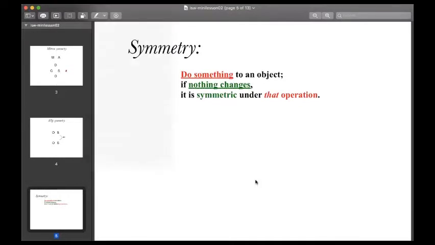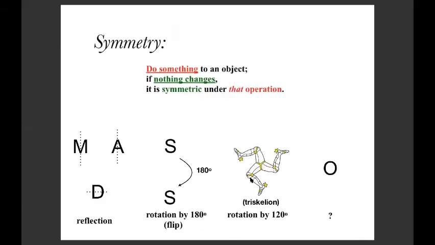Okay. So to illustrate with the examples we just saw, the letters M, A, and D are symmetric under the operation of reflection. The letter S is symmetric under a flip or rotation by 180 degrees. This weird object called a triskelion is also symmetric, but not under a mirror image or anything. It's symmetric under a rotation by 120 degrees. Now, can you guess what the letter O is symmetric under? All of them? Yeah, all of them. In particular, it's actually even more symmetric than that. It's symmetric under rotation by any angle, right? It is a circularly symmetric object.